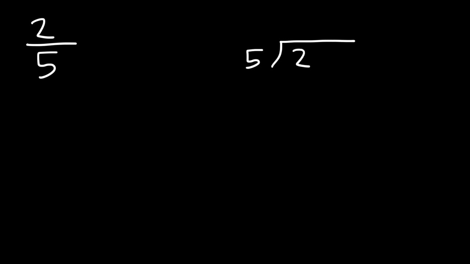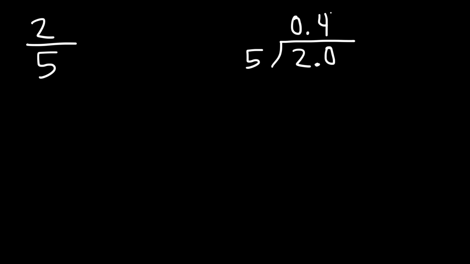How many times does 5 go into 2? 5 goes into 2 0 times. So we need to add a decimal point and a 0. Now we're going to treat 2.0 as if it's 20. How many times does 5 go into 20? 5 goes into 20 4 times.